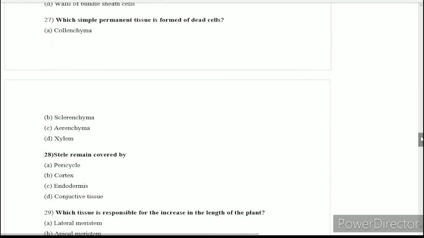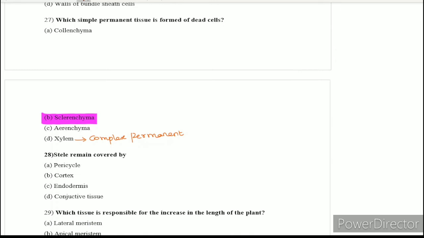Which simple permanent tissue is formed of dead cells? Option A, collenchyma. Option B, sclerenchyma. Option C, parenchyma. And option D, xylem. The correct answer is sclerenchyma. Xylem is also dead, but it is not a simple permanent tissue; it belongs to complex permanent tissues. So the correct option is B, sclerenchyma. It is a simple permanent tissue.